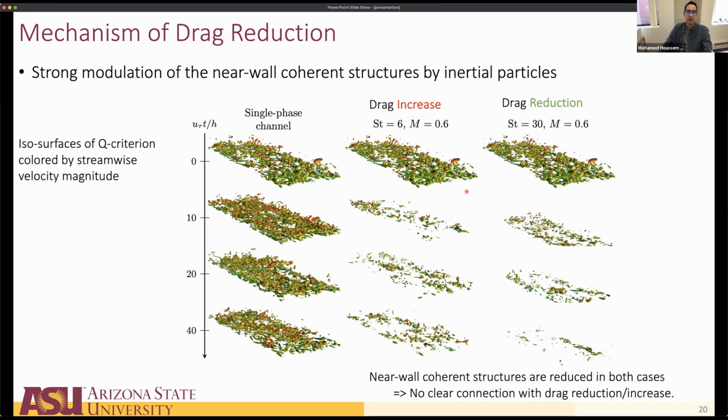Thank you. Okay, so when we think about drag reduction in these turbulent channel flows, we usually think about near-wall coherent structures and what happens to them. So we looked at the near-wall coherent structures in the drag increasing and drag reducing cases. And in both cases, the near-wall coherent structures are damped significantly compared to the unladen turbulent channel flow. So the reduction of the near-wall coherent structure is not the full story. There is more to it.